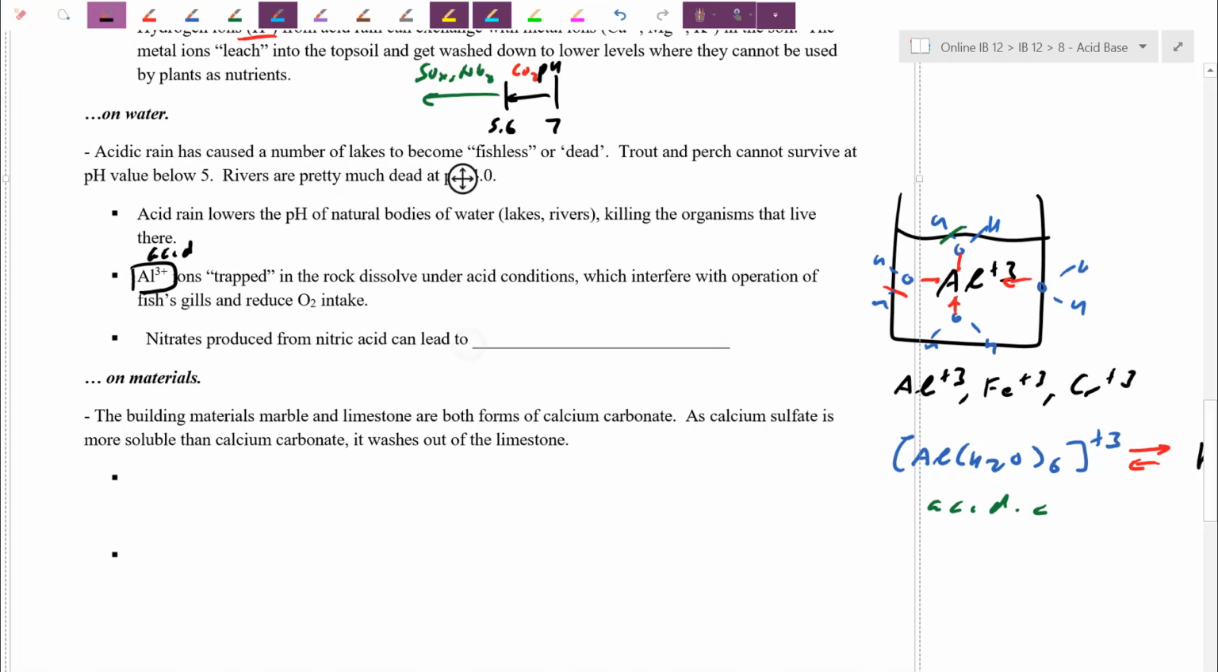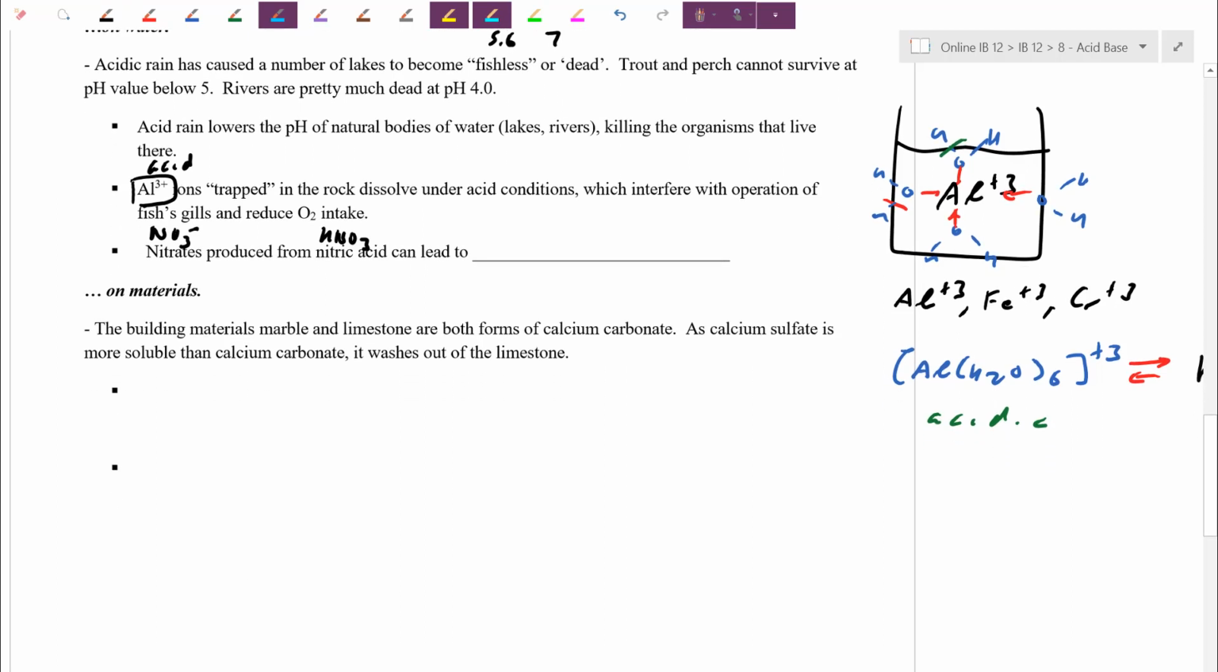The nitrates that are produced from nitric acid. Nitric acid is HNO3. When this gets bubbled into water, it ends up forming a whole bunch of different nitrates, NO3 minus compounds. Biologists like using the word eutrophication, which these can lead to.